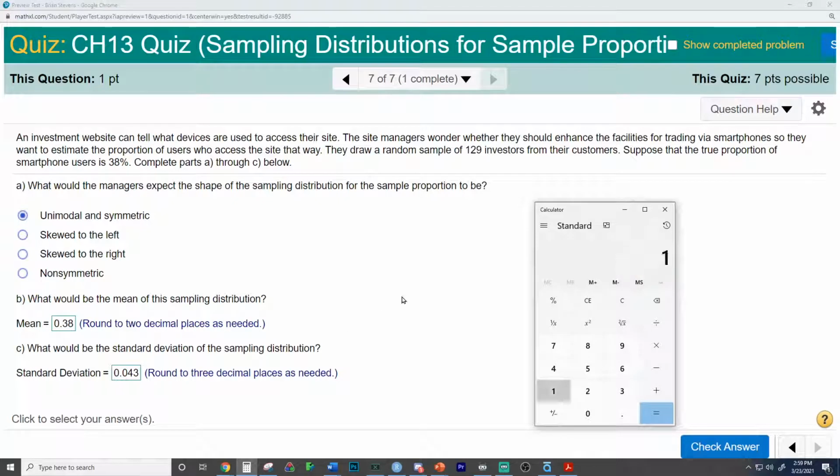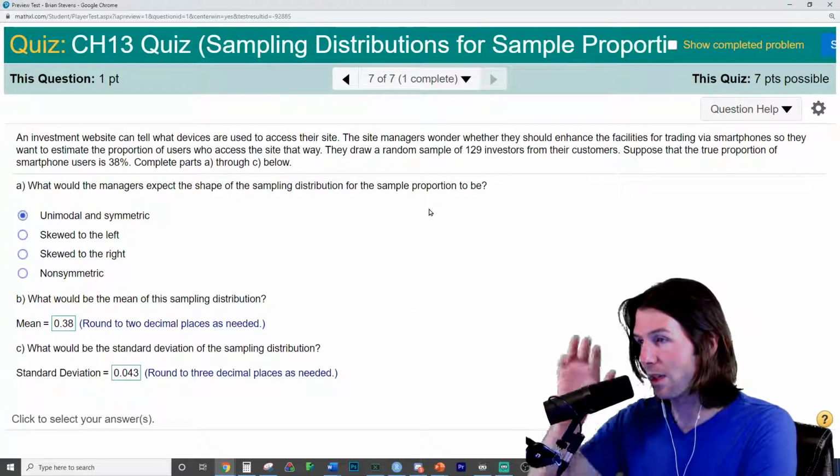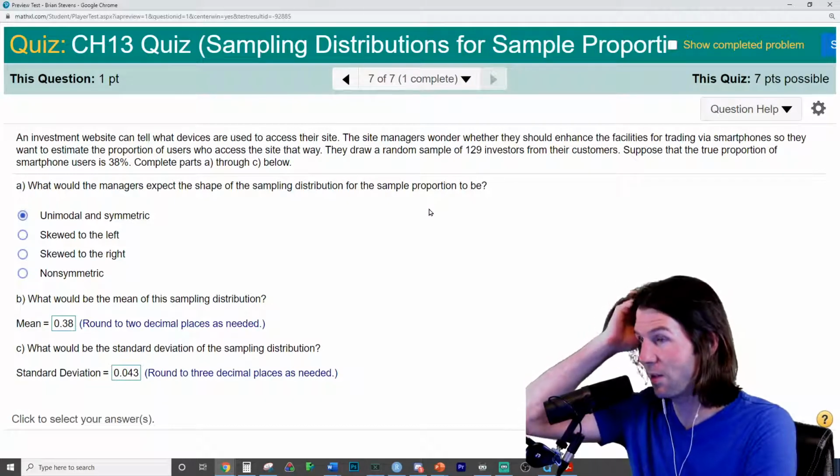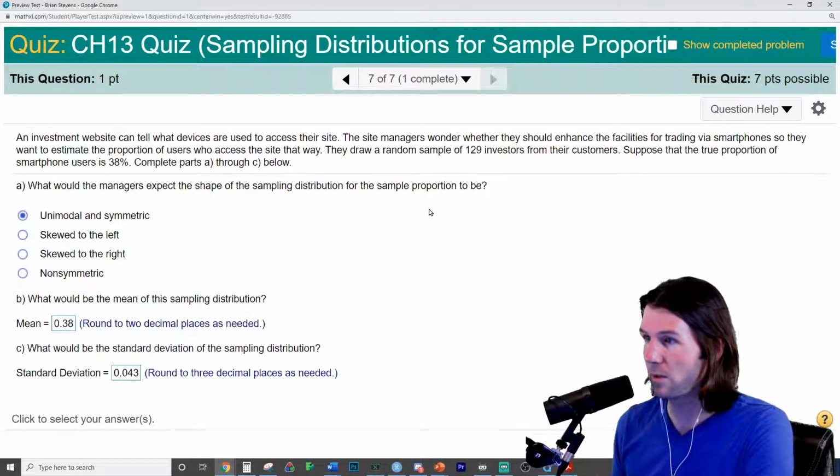That's greater than 10. And then we go 129 times 0.62, and that's nq right there. So both np and nq were greater than or equal to 10, which means we passed the success-failure condition. Does that make sense here, Ella, for this question, how we have at least 10 successes and at least 10 failures via np greater than or equal to 10, nq greater than or equal to 10?